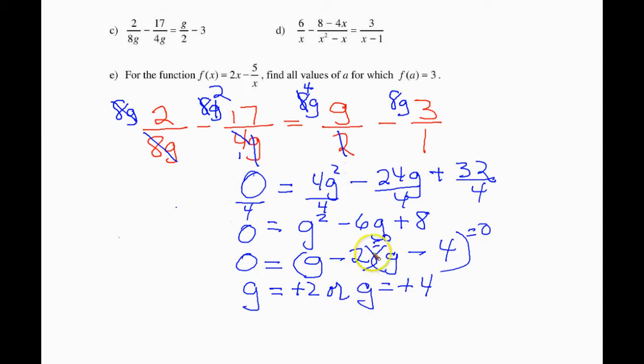Now, we have to keep in mind, too, that anytime we get rational equations of this type, we have to ensure that an answer that we get doesn't make our denominator a 0. So here, a 2 or a 4 doesn't make our denominator a 0. So these are both good answers.